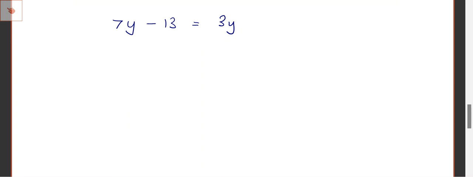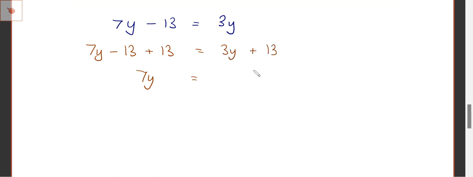So this is what I'm going to do. I am going to rewrite this as 7y subtract 13, but I'm going to add 13. Do you know why? Because that gets rid of this one, doesn't it? What's on here now? Simplified, it becomes just 7y's.